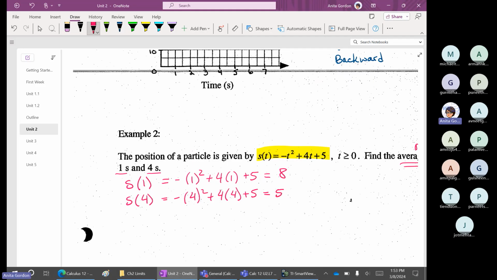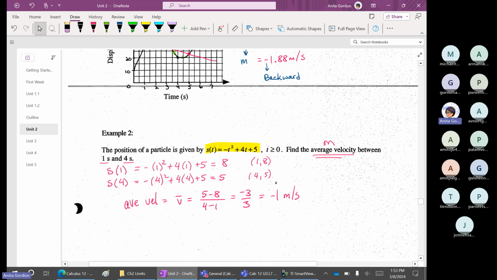5. Okay, so my initial coordinates are 1, 8, final coordinates are 4, 5. So my average velocity, or I can always say V with a bar over it, is going to be final displacement minus initial, over final time minus initial. So I get -1 meters per second. So I'm moving back towards my initial position. Remember doing this once upon a time? You've probably done it in a bunch of physics classes too, right?